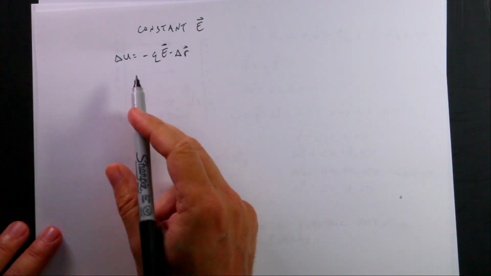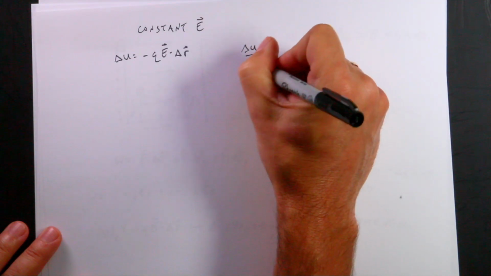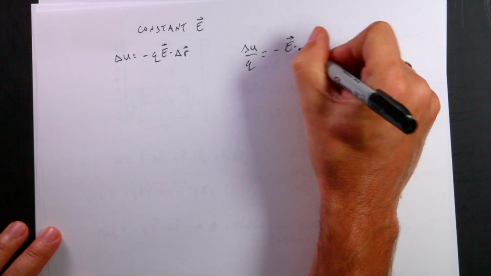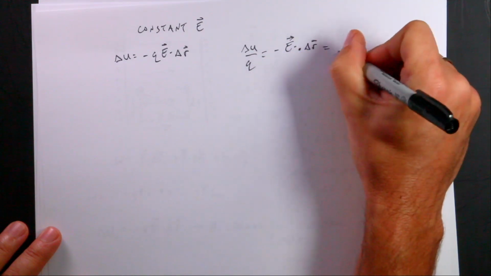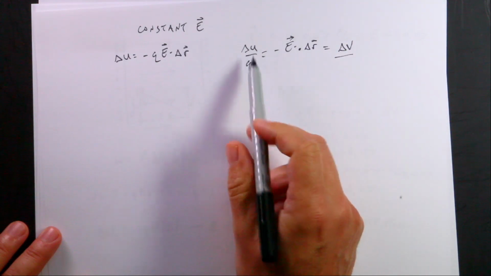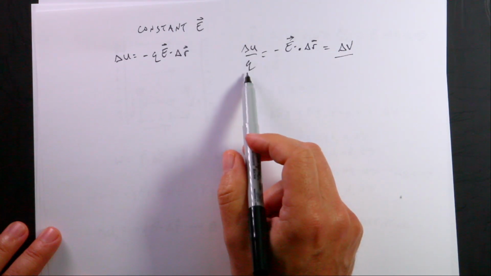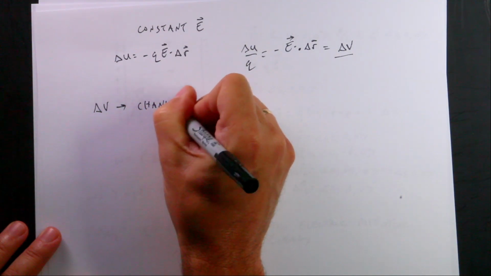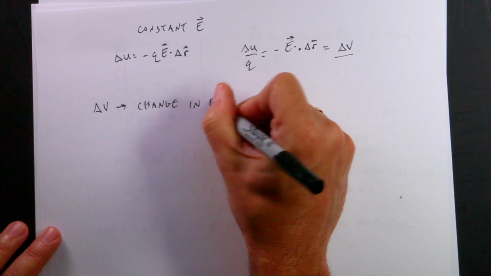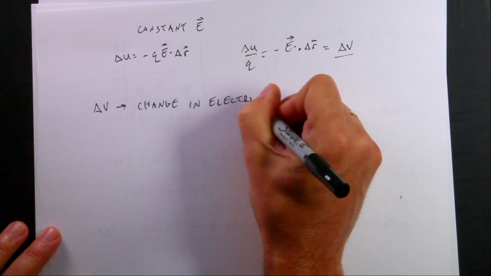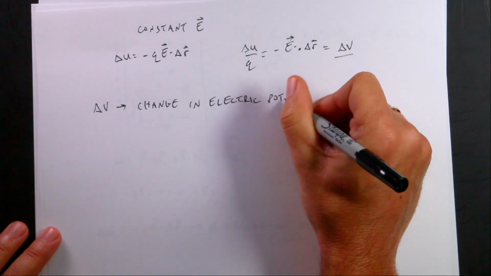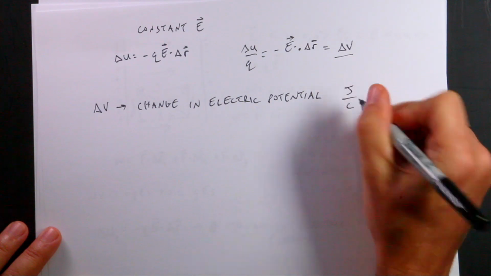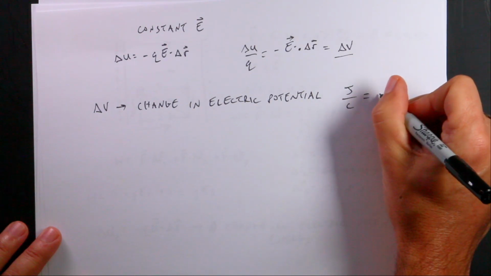And I divide both sides by charge. Then I get delta U over Q equals negative E dot, that's a vector, dot delta R. And we define this as delta V. So it's the potential energy per unit charge. So delta V is the change in electric potential. It's the potential energy per charge, and it has units of joules per coulomb, which is equal to a volt.